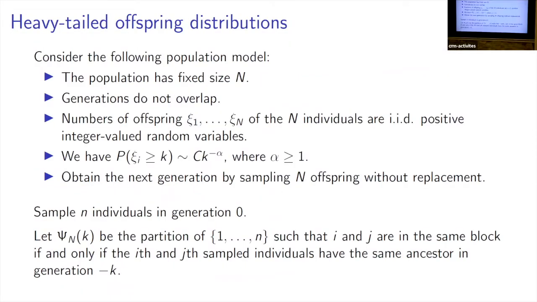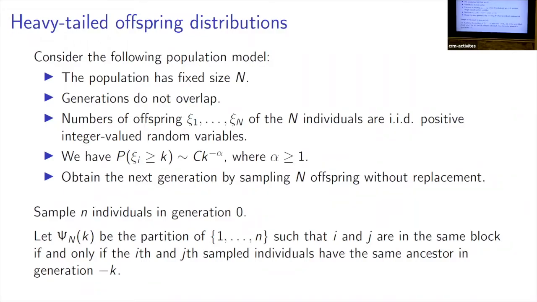Now, I want to give an example of a population model whose genealogy is best described by a coalescent with multiple mergers. And here's an example involving a population with a heavy-tailed offspring distribution. So let's consider a model where, once again, the size of the population is fixed. We'll say there are n individuals in the population. As in the Wright-Fisher model, generations do not overlap.